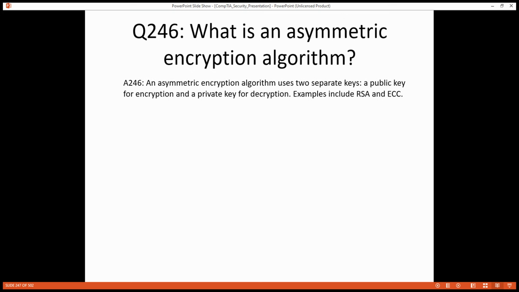Q246. What is an asymmetric encryption algorithm? A 246. An asymmetric encryption algorithm uses two separate keys, a public key for encryption and a private key for decryption. Examples include RSA and ECC.